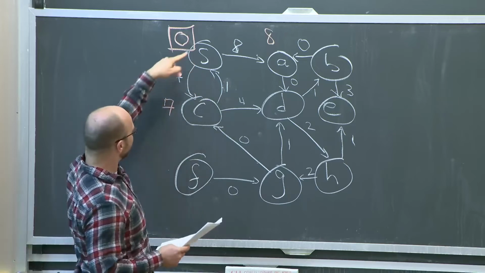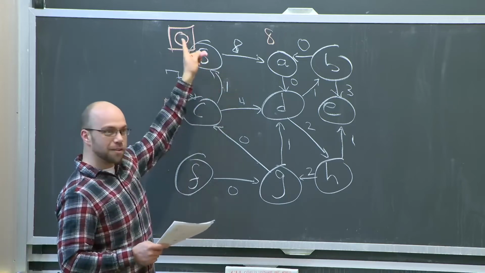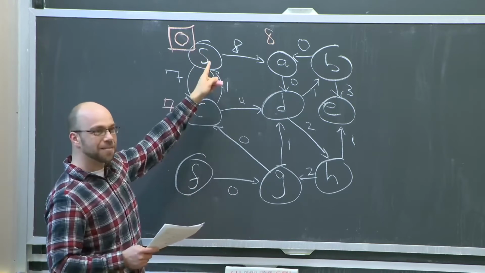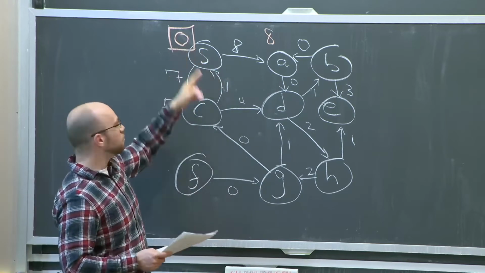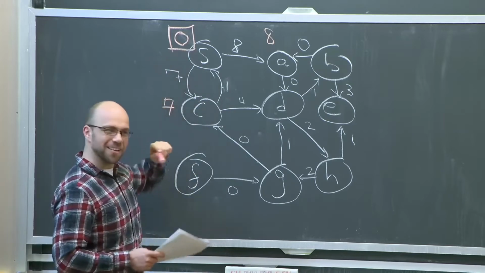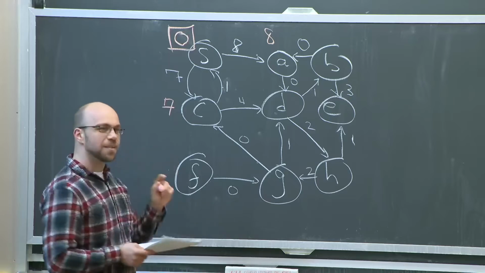Obviously, if I have a path that goes through C, back through this vertical edge to S, that path will have length 8, right? 7 plus 1. 8 is bigger than 0, so I do not update S. But we actually already knew that because S was frozen here. So I didn't even have to look at that edge. I could have removed it if I wanted to.